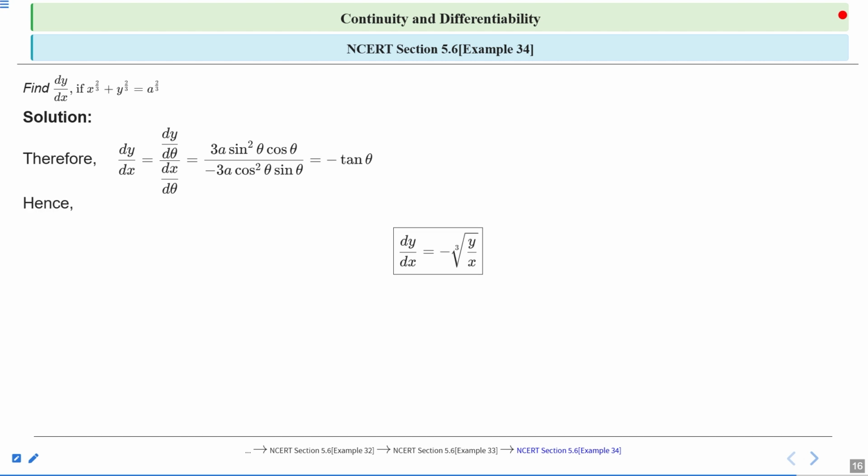Hence, you can say that dy by dx is equal to minus of cube root of y by x, right? Because tan theta is basically, since x was basically a cos cube theta and y was basically a sin cube theta, minus of tan theta will be equal to minus of cube root of y by x. Clear?